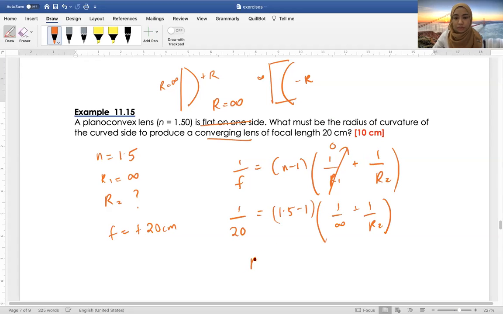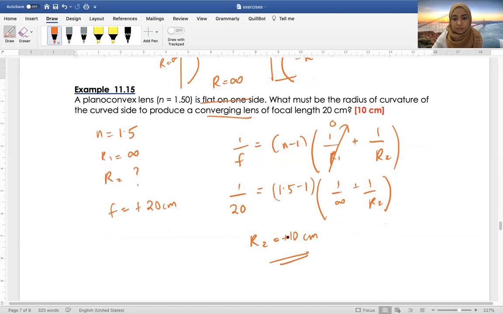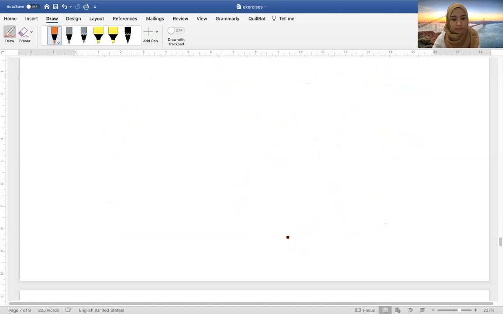Okay, so now you can solve for R2. Just simple math, which sometimes we also make mistakes in. So that is why you have to double check your answer. 1.5 minus 1 times 20 gets me 10. So your radius of curvature is positive 10 centimeter, which means that it's curving outwards. Curve side positive.